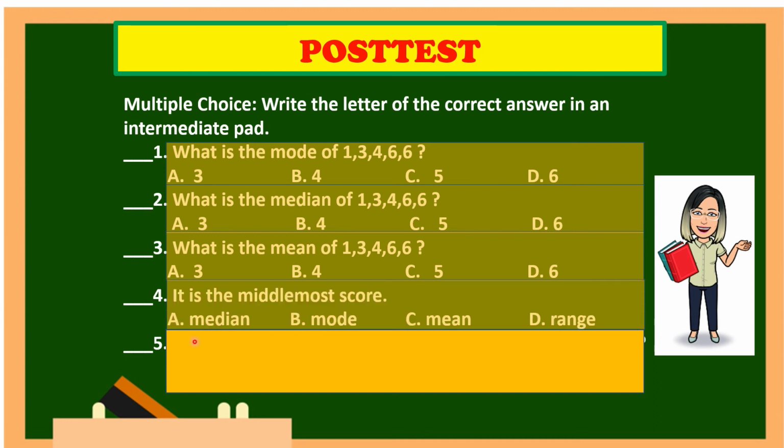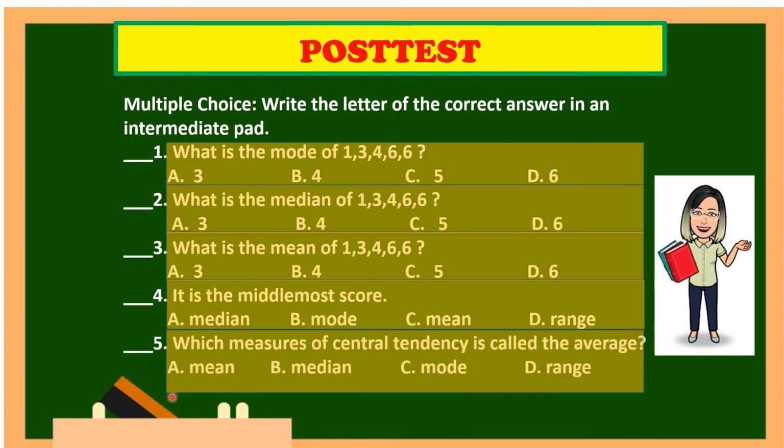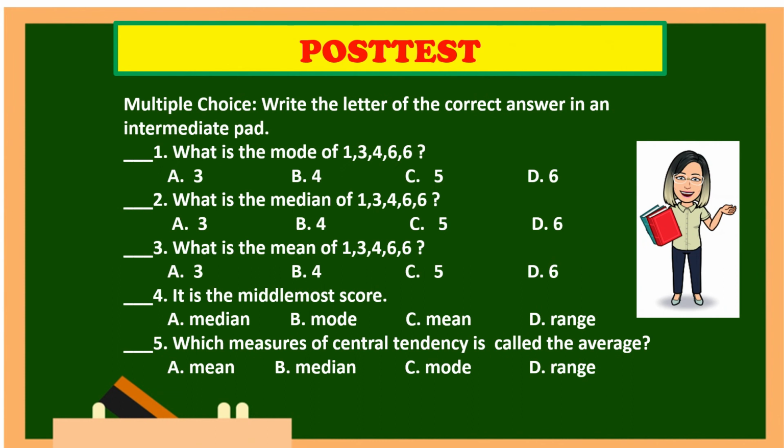Number 4. It is the middlemost score. Letter A, median. Letter B, mode. Letter C, mean. Letter D, range. Last, number 5. Which measure of central tendency is called the average? Letter A, mean. Letter B, median. Letter C, mode. Letter D, range. So we have our answers. Number 1, letter D. Number 2, letter B. Number 3, letter B. Number 4, letter A. And number 5, letter A.